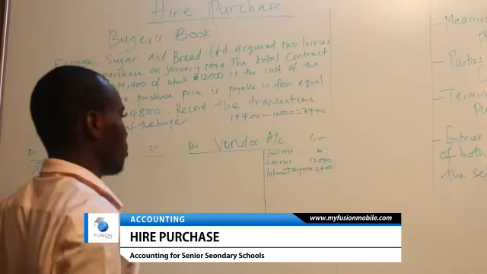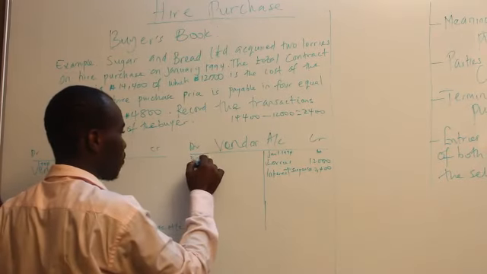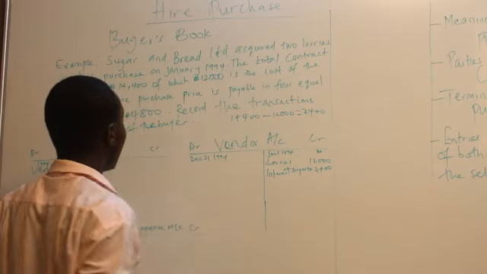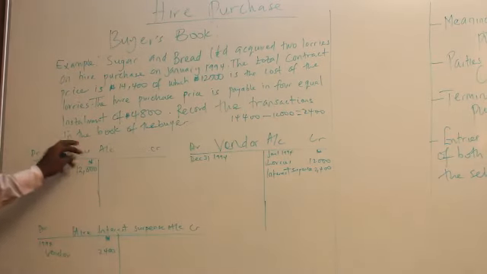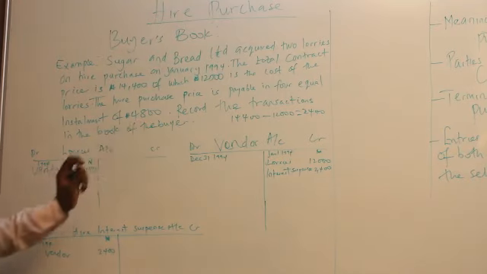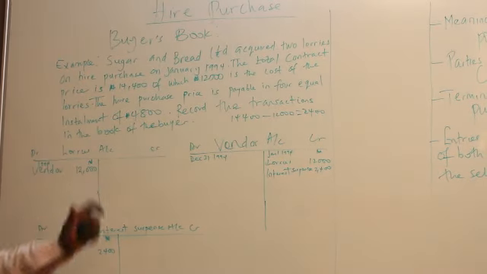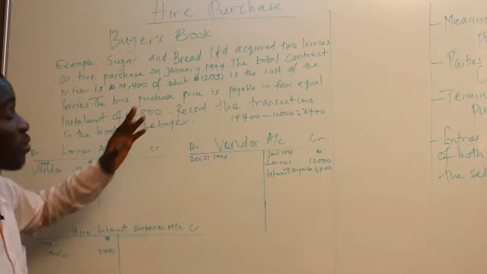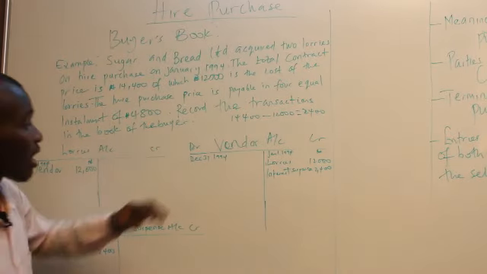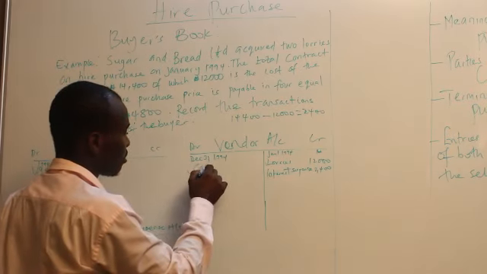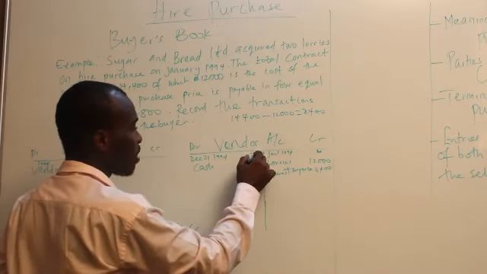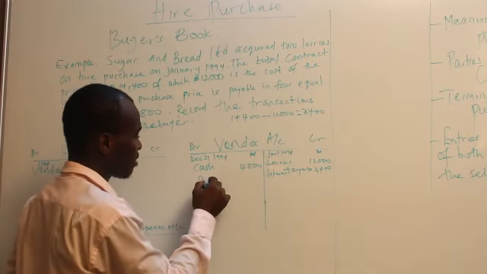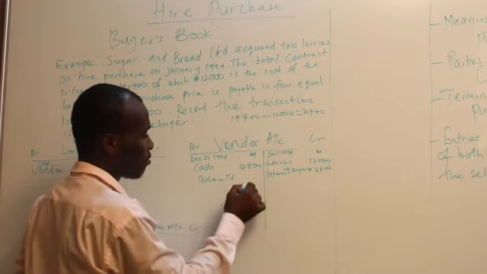So then we have December 31st, 1994. We have an installment of how much? We have an installment of 4,800. With the payment of the installment, 4,800 as of December 1994, what will happen? The buyer will credit his cash account and debit the vendor account. So we have cash or bank with the amount of installment paid, 4,800 naira, and we are going to balance the account. Balance carried down.